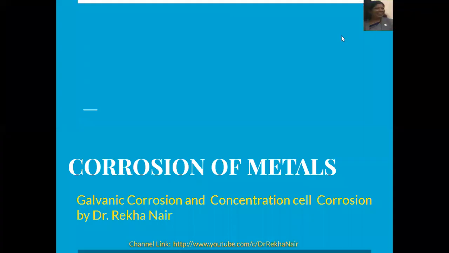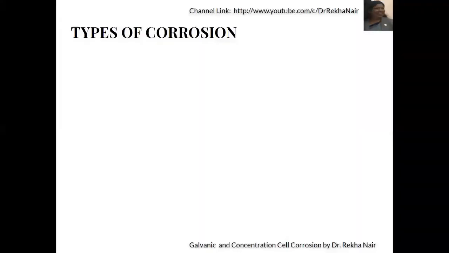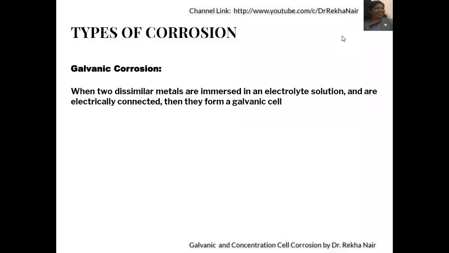Hello friends, today we will be discussing two different types of electrochemical corrosion, that is galvanic corrosion and concentration cell corrosion. Now, galvanic corrosion occurs when two dissimilar metals are immersed in an electrolyte solution, and if they are electrically connected, then that will form a galvanic cell and corrosion will take place.